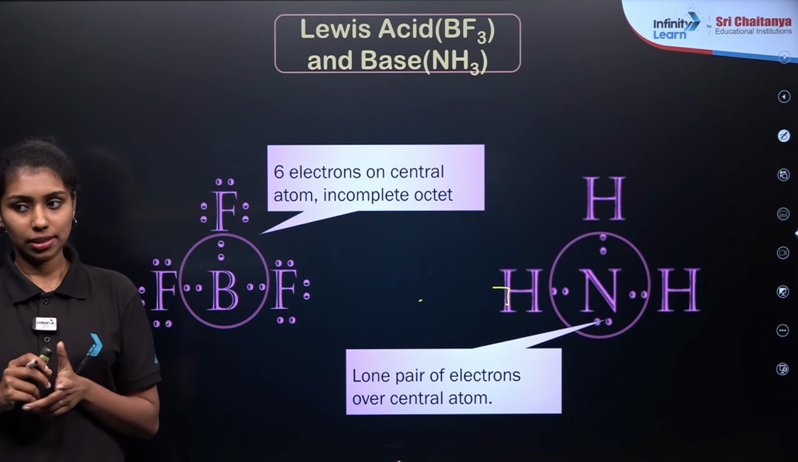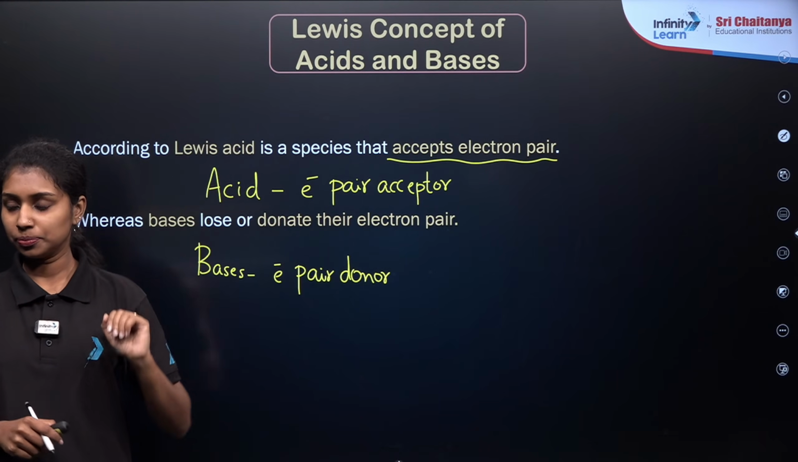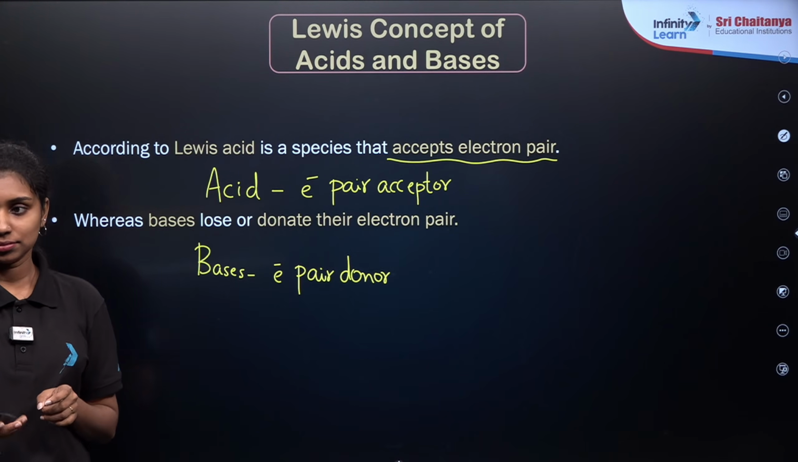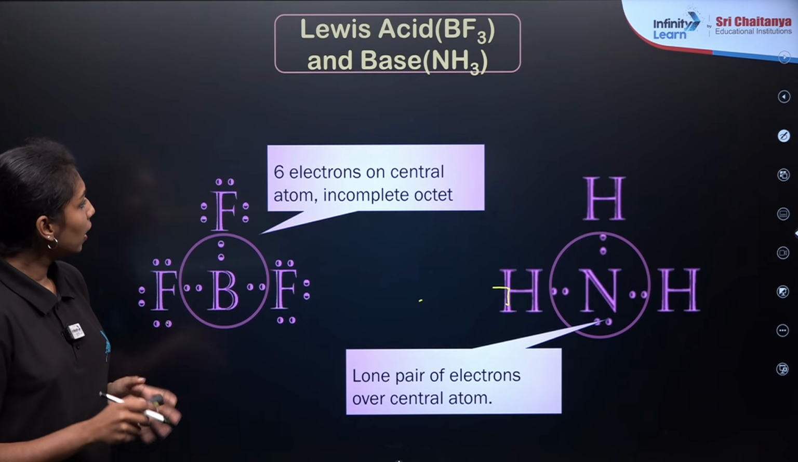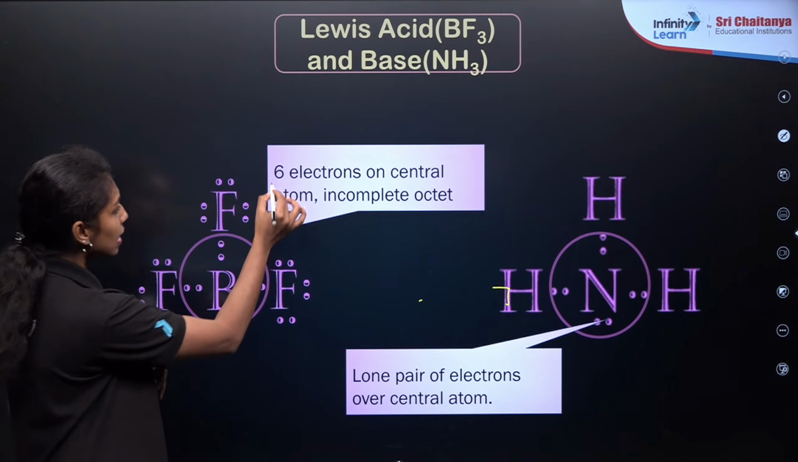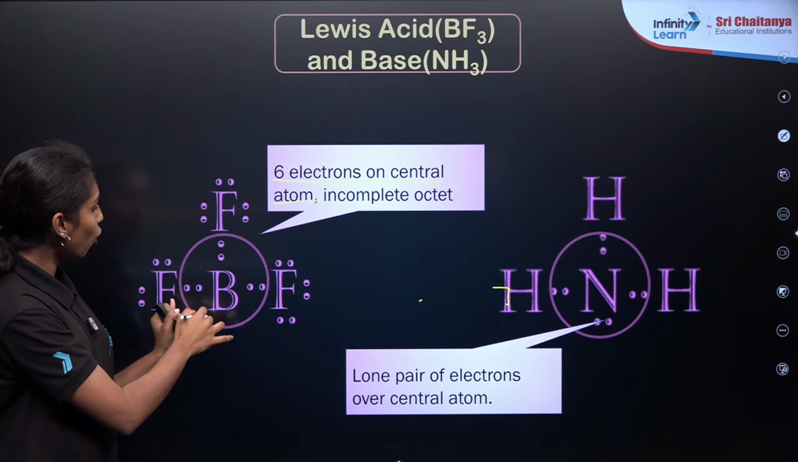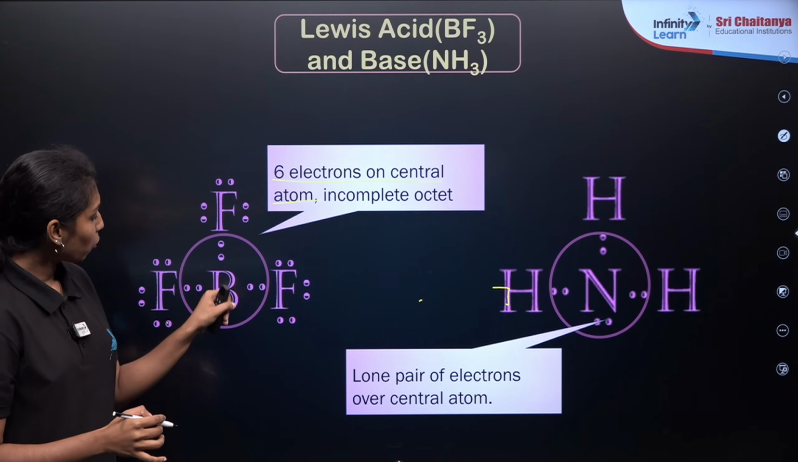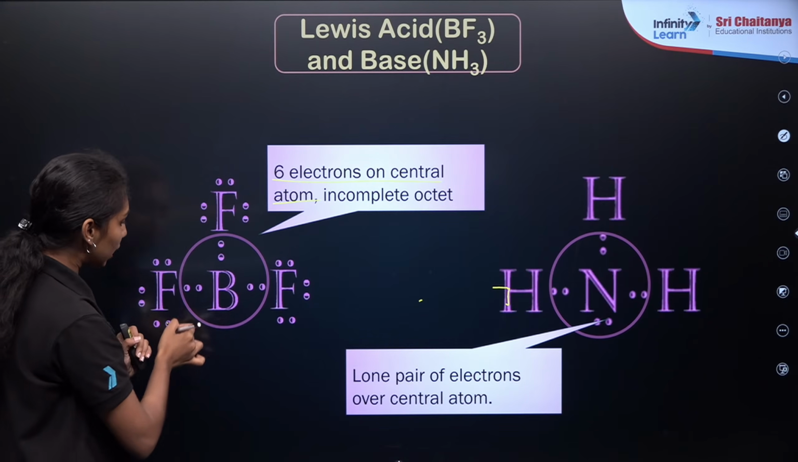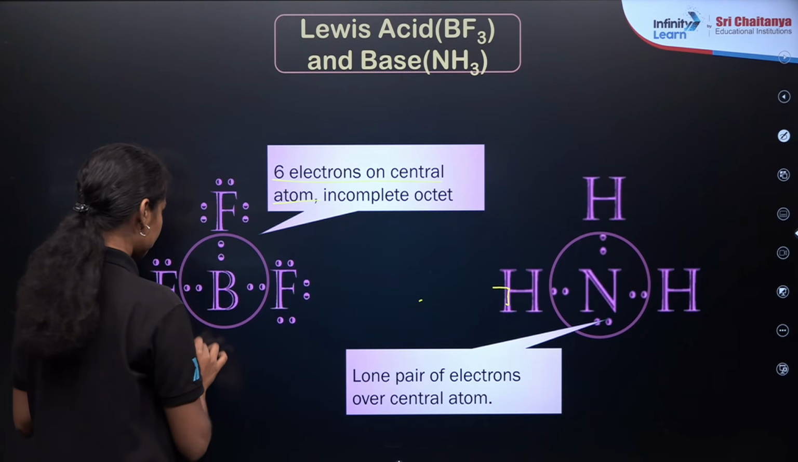Acids are not hydrogen acceptors. They are electron pair acceptors, according to the Lewis concept, right? So what you are observing here is our BF3 molecule. As you can see, there are 6 electrons on the central atom. The central atom is boron. Boron will have 6 electrons with the 3 fluorine atoms, which is known as an incomplete octet, right?